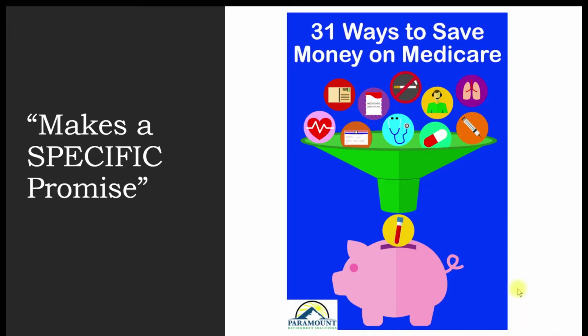Number 1, your lead magnet should make a specific promise. Here's a great example of a lead magnet that makes a specific promise. This is from a company called Paramount Retirement Solutions, and they're talking about 31 ways to save money on Medicare. Very clear cut. You know what you're opting into, and you know the value that you're going to get. This is a great example of a lead magnet that makes a specific promise.